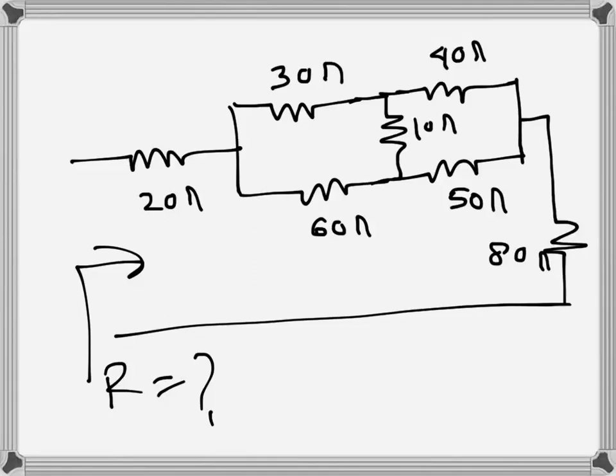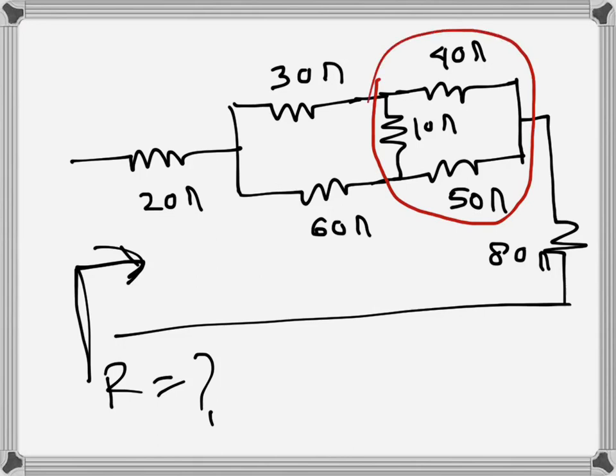For this circuit we need to find the resistance as seen from here. What we notice is that there is a delta connection with these three resistances, 10 ohms, 40 ohms and 50 ohms. So we will transform this delta into Y so that we can find the equivalent resistance.